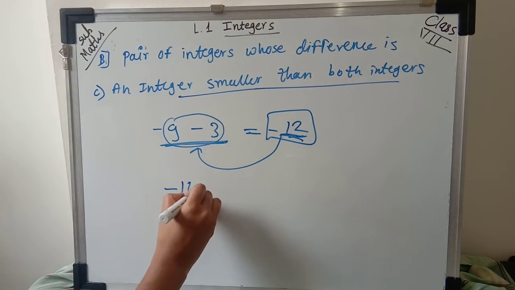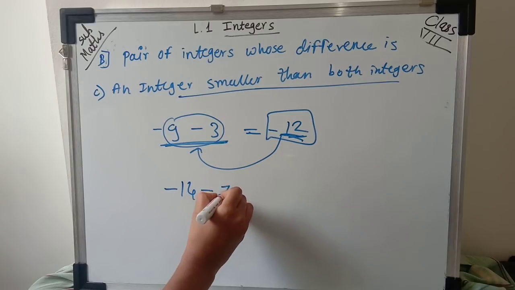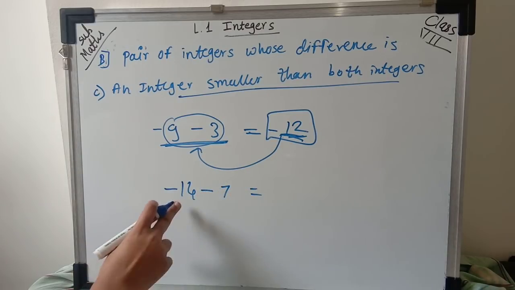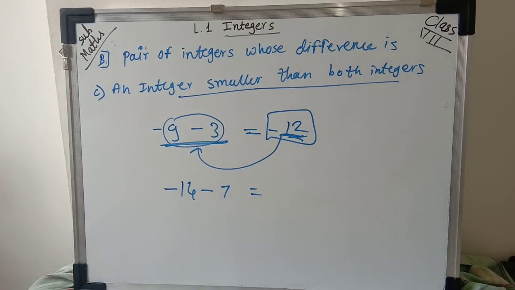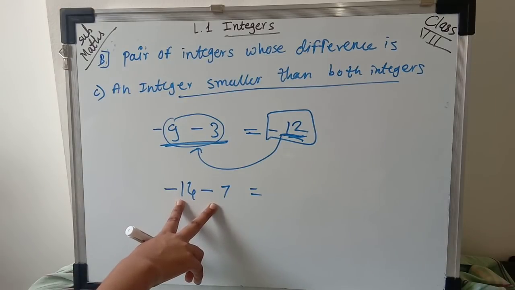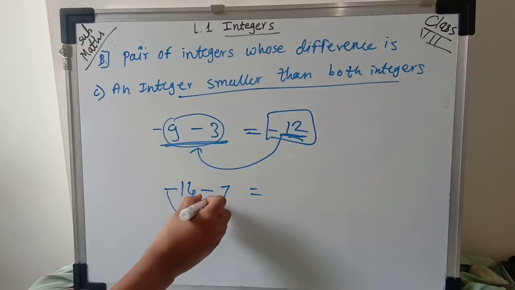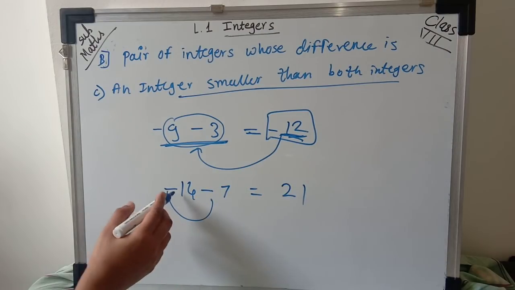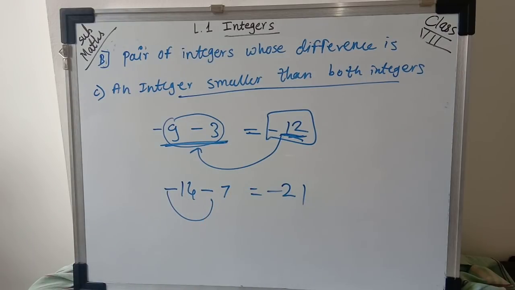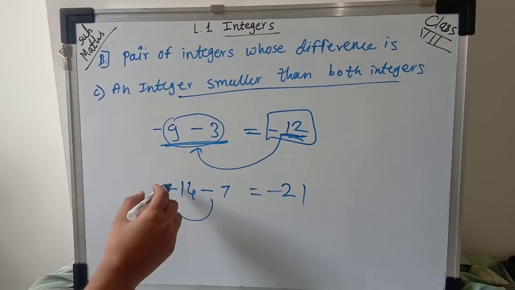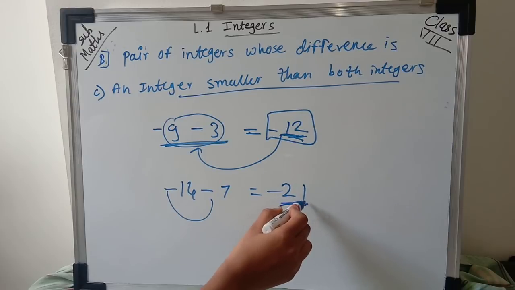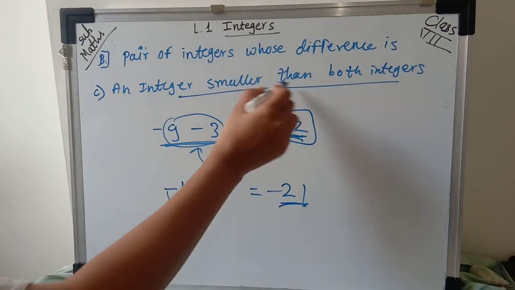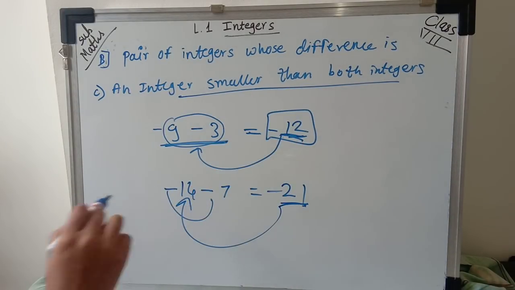If I take minus 14 plus minus 7, so here what we have to do, here two negative integers are there and we have to do the subtraction of these two negative integers. Okay, so negative becomes positive, so 14 plus 7 is equal to 21, and 14 is the bigger one, so we have to give the sign of that number. So students, here we got the answer minus 21, which is smaller than both the integers.